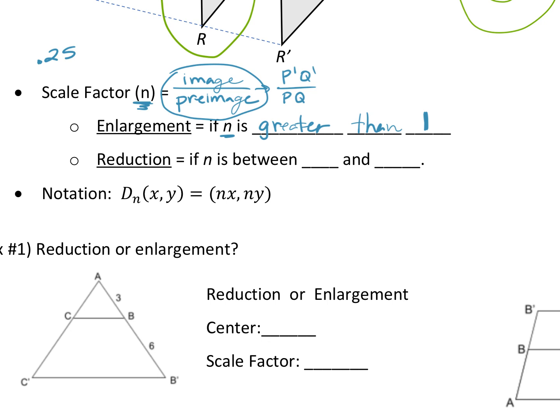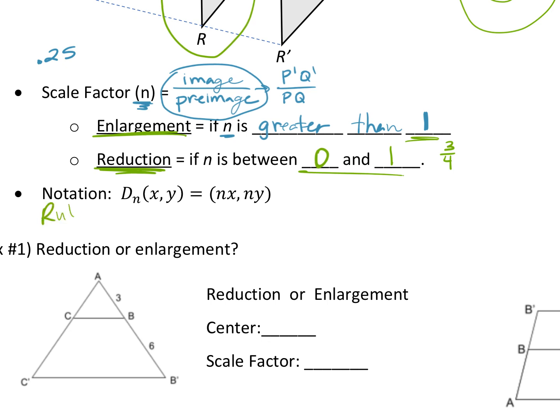A reduction is if your number n, your scale factor, is between 0 and 1. So now it's a fraction, right? 3/4 of something is less than the whole thing. 1/2 of something is less than the whole thing. So a reduction has to be between 0 and 1. An enlargement has to be greater than 1. Okay?